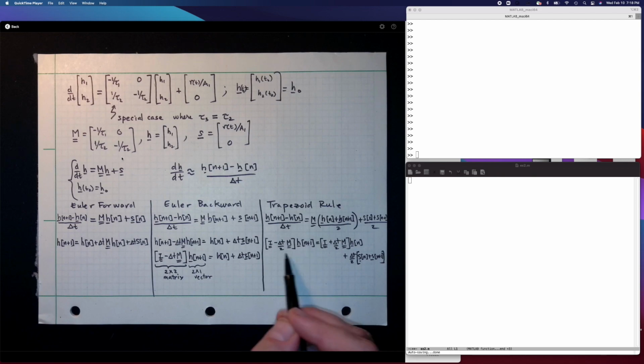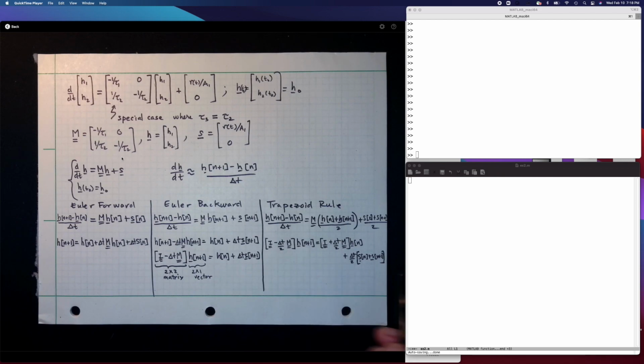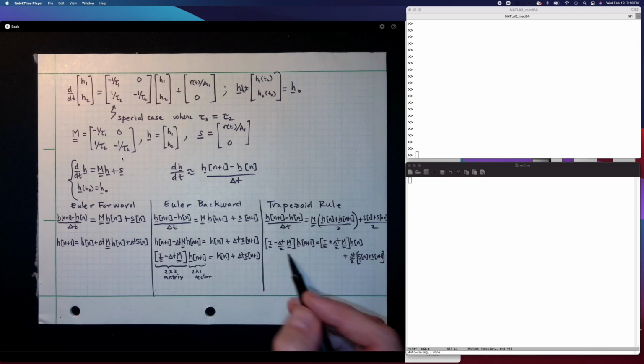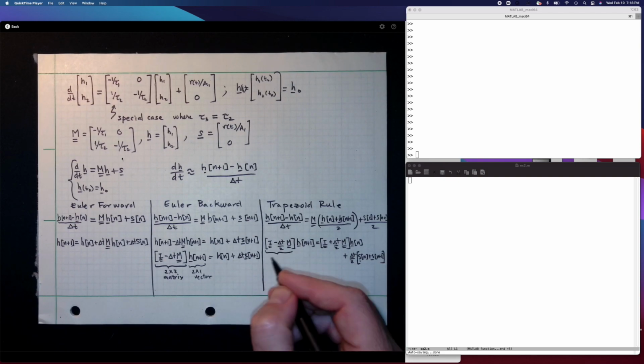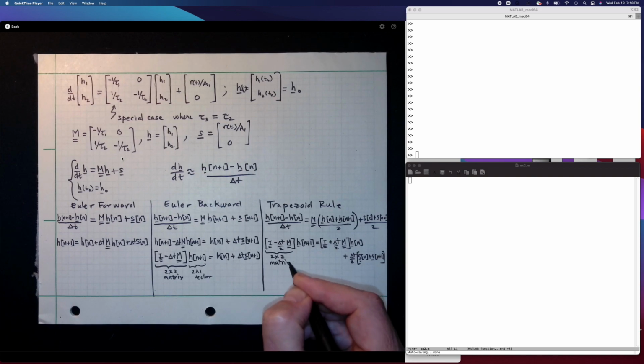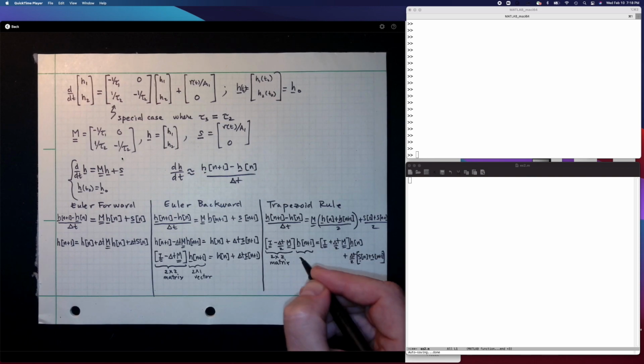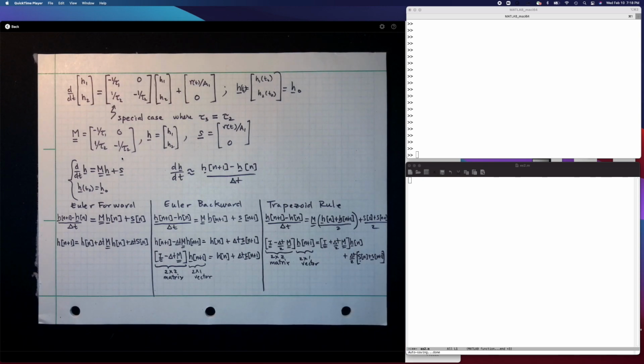This one is the unknown, and again, it's defined in terms of an implicit system where we have to solve two equations and two unknowns. This is again a matrix, a 2 by 2 matrix, and this is again the state, a 2 by 1 vector. So we have two equations and two unknowns to solve. At every time step, we have to solve this linear system.